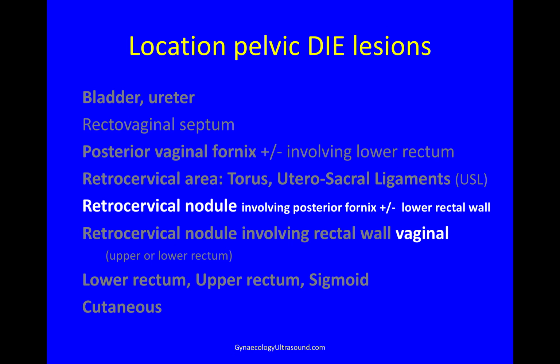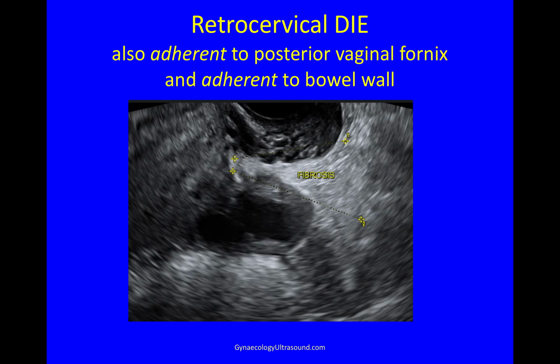So once you've found a retrocervical nodule, then we need to think, does it involve the posterior fornix and/or the lower rectal wall? Here again is the uterus, the cervix is up there somewhere. Here we've got the vagina, and I'm looking at this white area in the longitudinal view. This is all fibrosis. And here this retrocervical DIE is adherent to the posterior vaginal fornix and adherent to bowel, and you can see an ovary is stuck into this area as well.